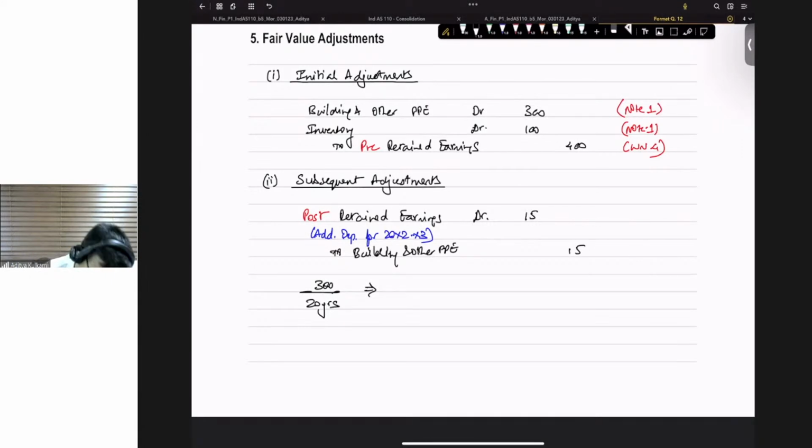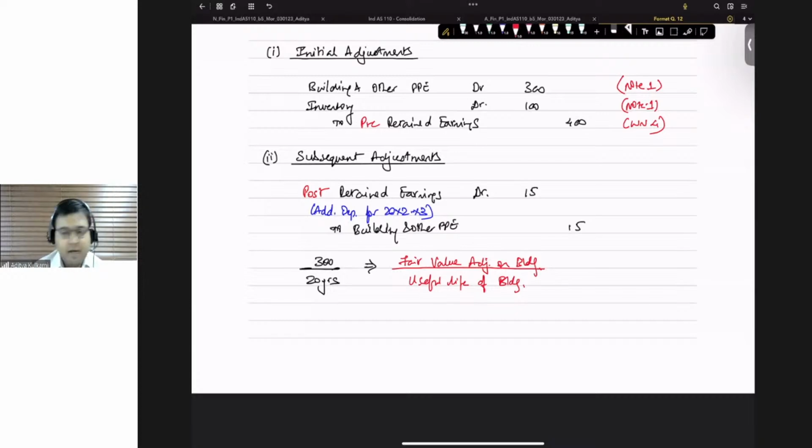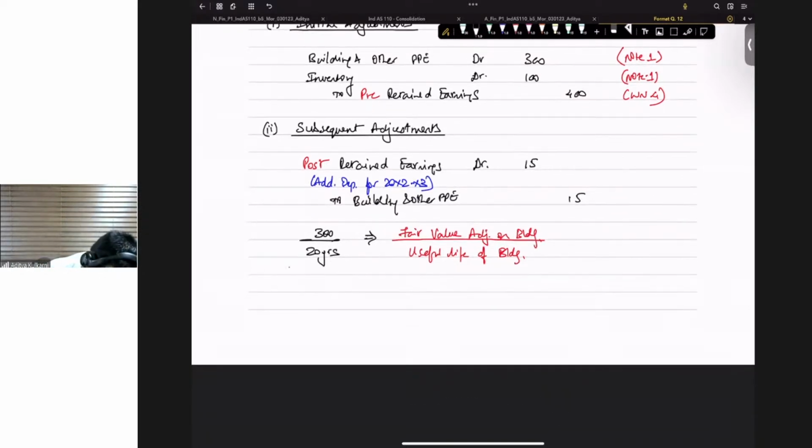So this is nothing but the fair value adjustment on building. In this case, it is an increase. That is why it is positive. If it is a decrease, you will write it as negative. It will give rise to savings in depreciation, divided by the useful life of building. Since only 1 year has passed, we have taken it as 15. If 2, 3 multiple years have passed, you will multiply that with the depreciation. Okay. We can just write that down.